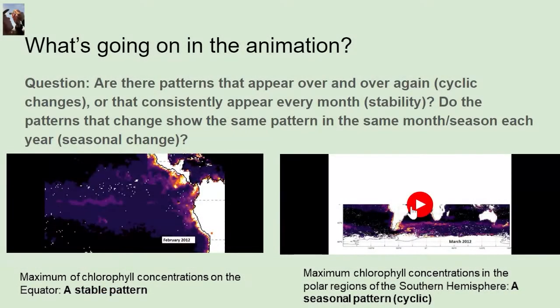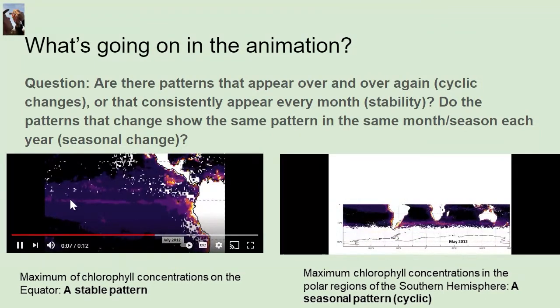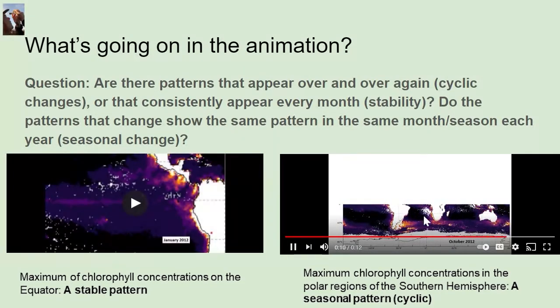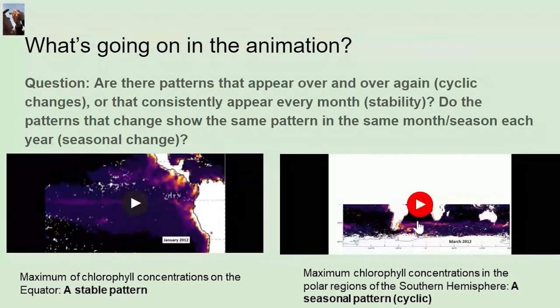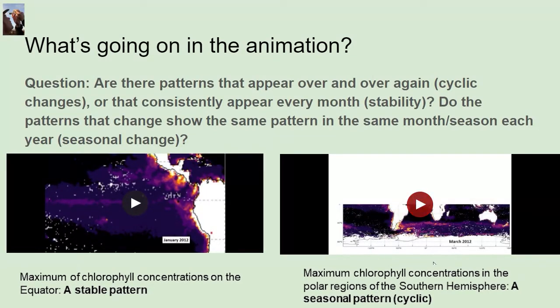We now zoom in closely to a couple of these patterns. You can see that the equatorial pattern is consistent throughout the year. The pattern of high concentration values in the Southern Ocean north of Antarctica decreases in June and July, and then increases again at the end of the loop in November and December. These two patterns behave differently with time. The pattern along the equator is rather stable. The pattern near the poles is cyclic or seasonal. Chlorophyll concentration values increase during the summertime near the poles and decrease during the winter.